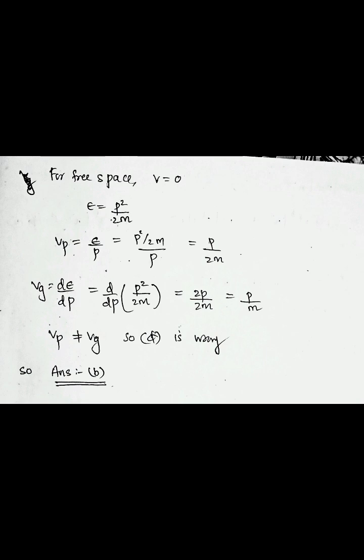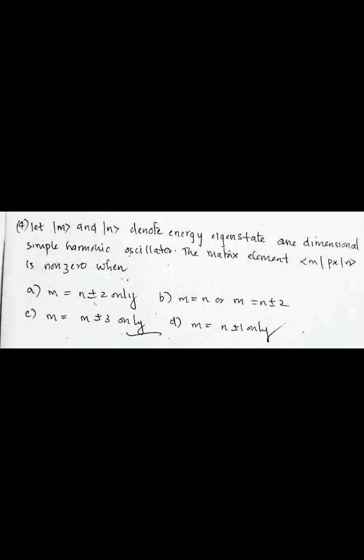So here the answer is B, because for the electromagnetic wave in medium, Vp represents the speed with which the energy propagates. Next question is, let |m> and |n> denote the energy eigenstates of a one-dimensional simple harmonic oscillator. The matrix element <m|px|n> is non-zero when.